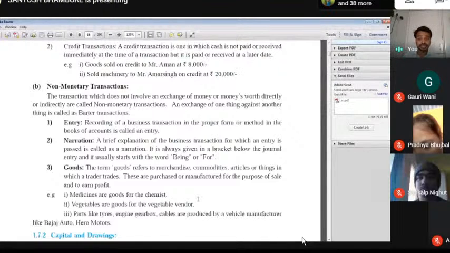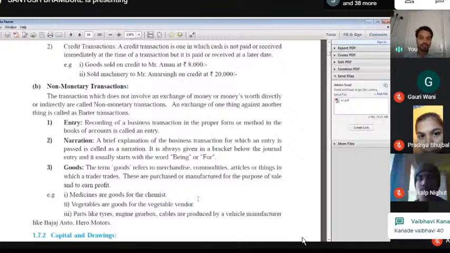Remember, barter is a very important name, because when our economics second chapter starts, at that time there is one name, that is barter system. So remember, barter is important in accounting as well as in economics. Barter system means we exchange some goods against goods. That is the simple meaning of barter system.